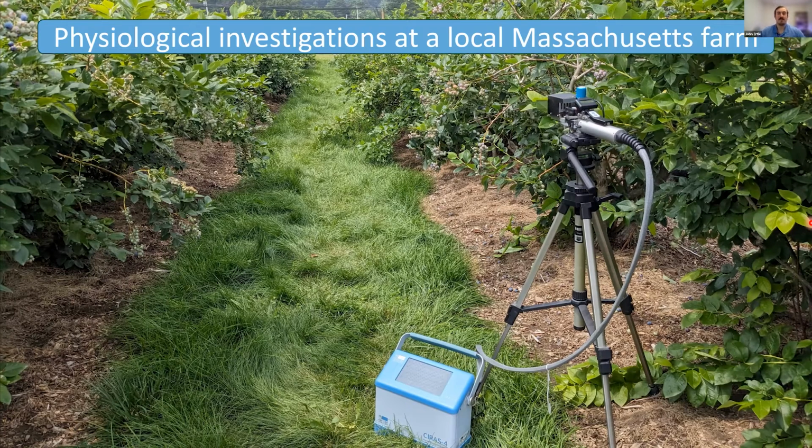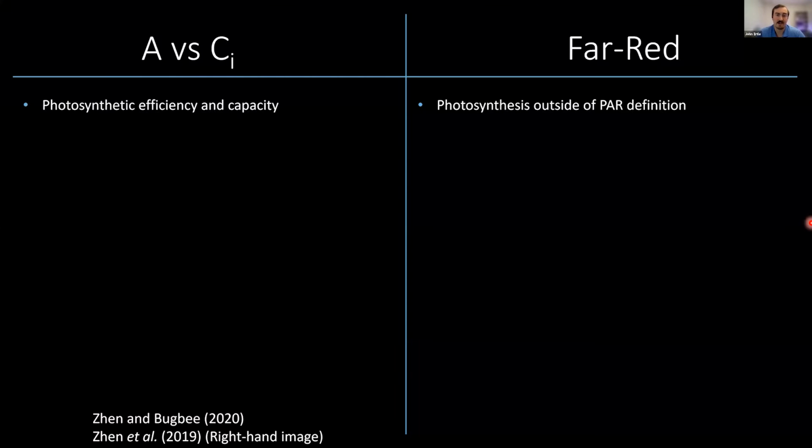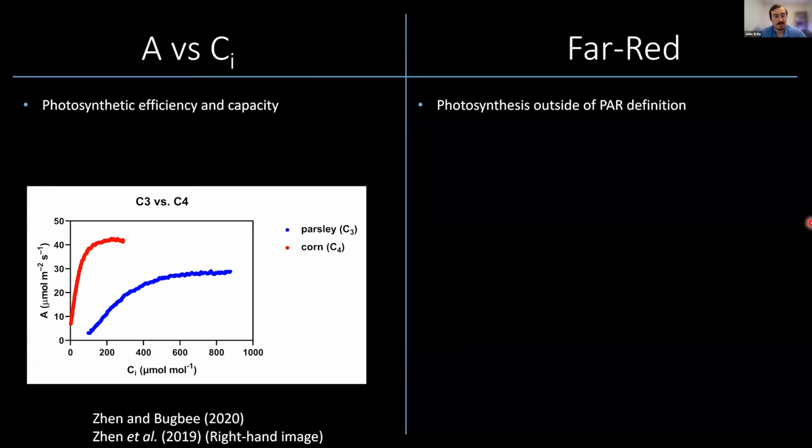And so today we're going to be talking about a couple of different things. The methodology I used generally here is A versus CI curves. A versus CI curves are a way of estimating the photosynthetic efficiency and capacity of various plant species at the leaf level. You can see here the common trend for C3 and C4 plants, C3 in blue and C4 in red. On the y-axis, we're going to be looking at assimilation, and on the x-axis, we're looking at the intercellular CO2 concentration.